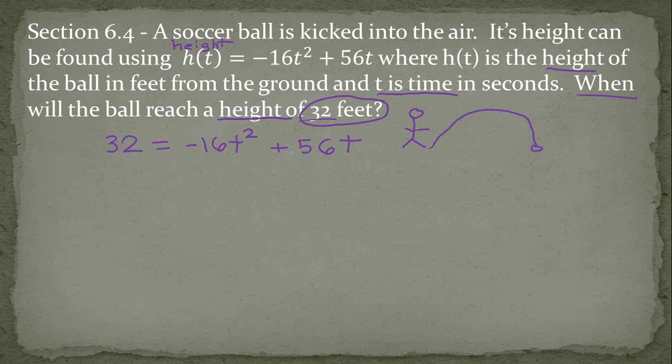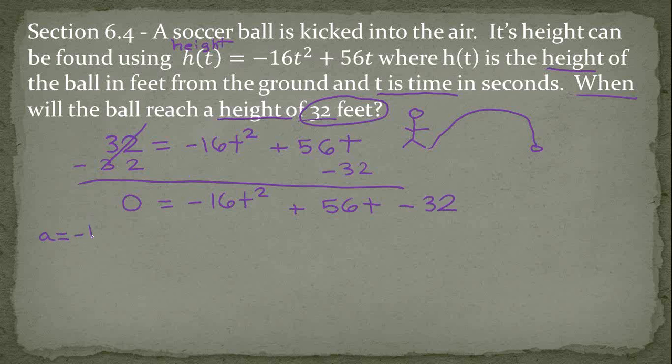So here I plugged in 32, and now we need to solve this. Again, your first step is we have to have this equal to 0. Once I subtract 32 from both sides, now I have all of the terms on one side, and I'm going to go ahead and use the quadratic formula to solve. So A is negative 16, B is 56, and C is negative 32. So double check the signs, make sure you've got a negative, positive, negative.